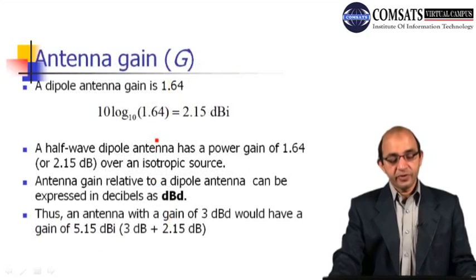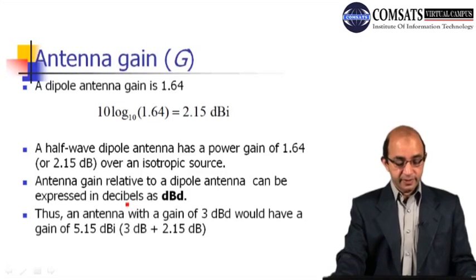Then we have to define the antenna gain. In case of a dipole antenna, the gain is 1.64. We actually mention gain in dBs: 10 log base 10 of 1.64 is equal to 2.15 dB. The half wave dipole antenna has a power gain of 1.64, or 2.15 dB, over an isotropic source. This is the ideal source, not a real one. Antenna gain relative to a dipole antenna can be expressed in decibels.